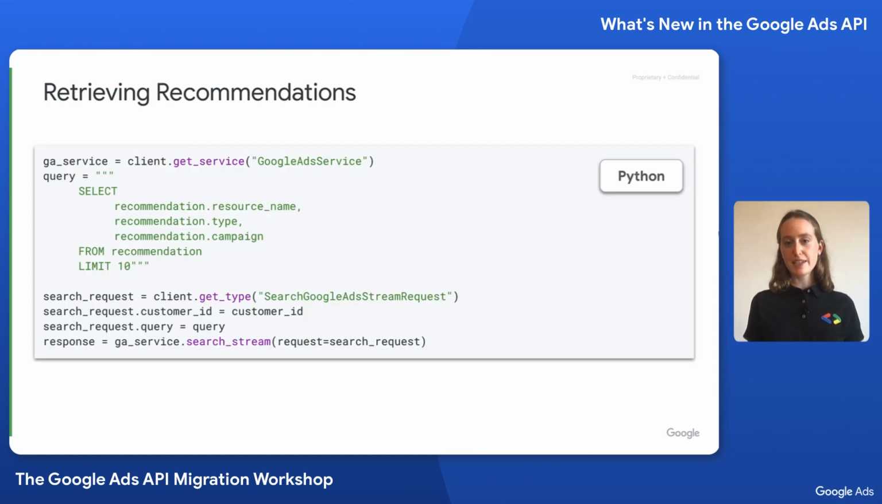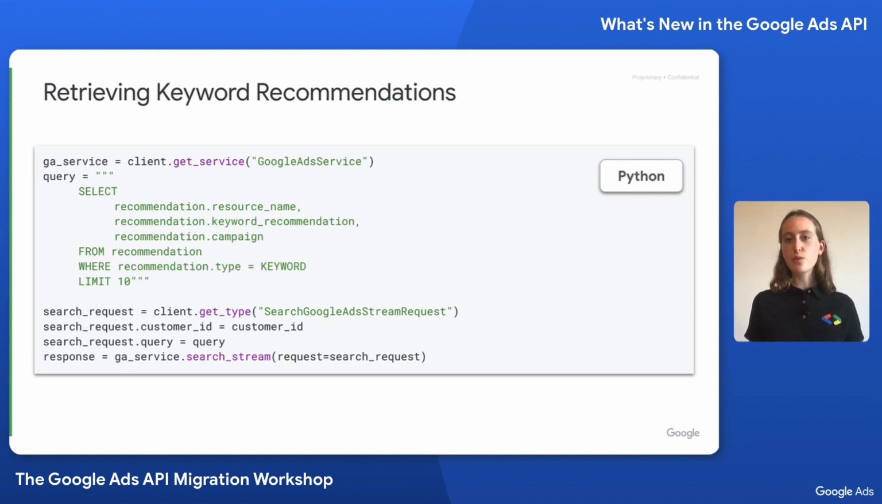You can fetch recommendations directly from the API by querying the recommendation resource. Here's a simple example in Python. If you wanted to further filter the results to narrow it down to just keyword recommendations, for example, you could filter on recommendation.type and retrieve the keyword recommendation object directly.